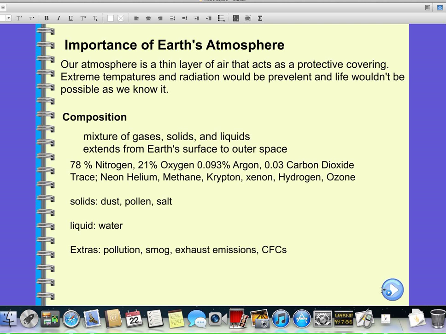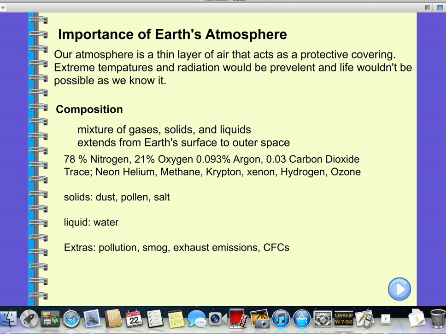Okay, so let's go on about the importance of Earth and its atmosphere. Basically, the atmosphere is a thin layer of air that's like a protective coating, almost like skin or the cuticle on a plant. Extreme temperatures and radiation are stopped by this atmosphere. Life as we know it wouldn't be possible without it. So, what makes up our atmosphere?